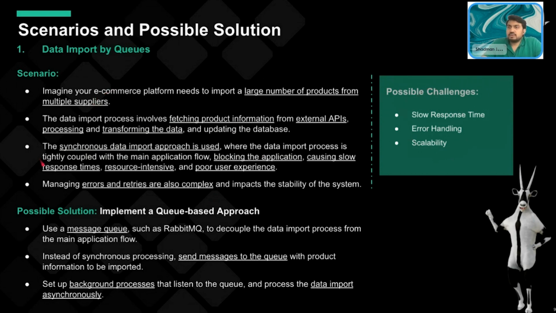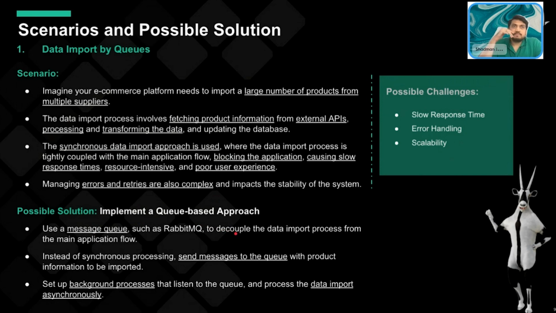So how can we cover those? By implementing a queue-based approach. This is a possible solution for this problem. By this, we are going to introduce a message queue, such as RabbitMQ, which can decouple your import operations from the main flow.